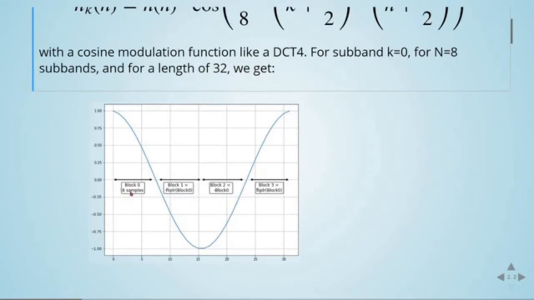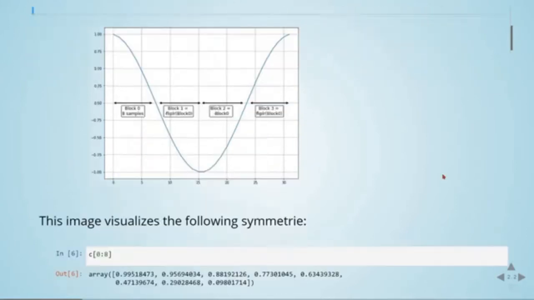So we have blocks of 8 samples. This is block 0. And then we see block 1 is equal to block 0, but with inverted sign and flipped from left to right. Then block 2 is equal to block 0, but with an inverted sign. And finally, block 3 is just the flipped version from left to right of block 0.